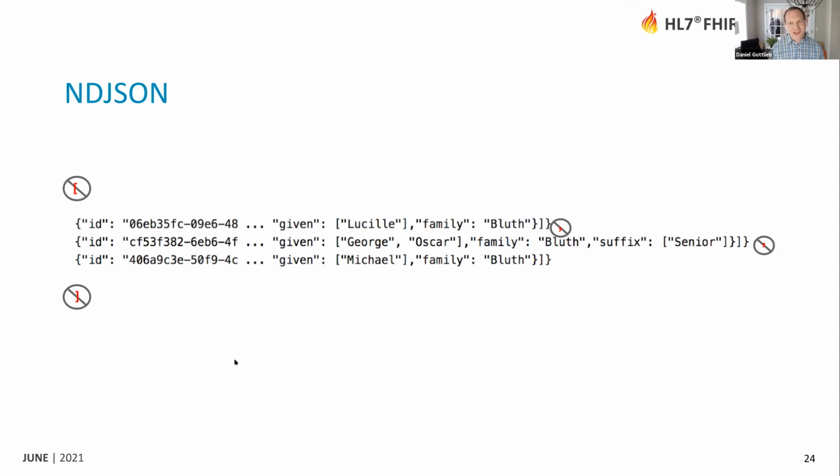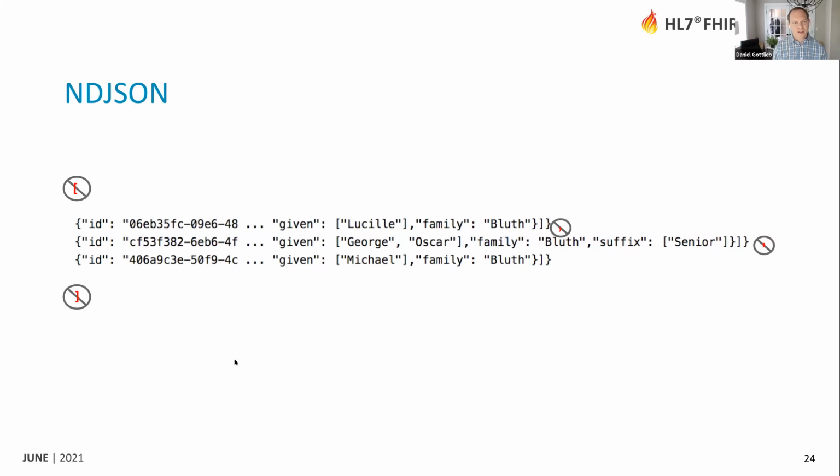This is an example of an ND-JSON file of patient information. The punctuation with the slashes through it are the pieces that you might expect to see in a JSON response that don't get included in an ND-JSON file. So in an ND-JSON file, you get one resource, one JSON object per line, separated by line feed characters. The advantage of that is that you don't have to load the entire file into memory to be able to parse it, because there's nothing that spans more than one line.